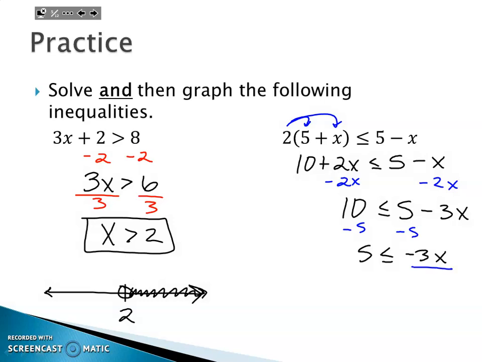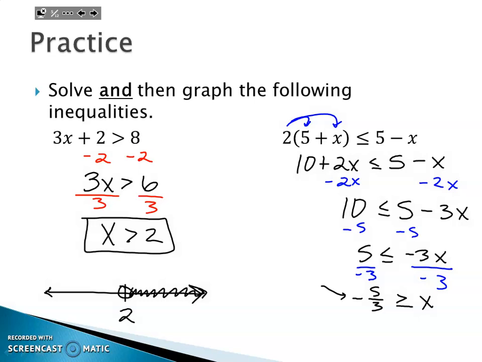Now I've got to get rid of that negative 3, so divide by negative 3 on both sides. And that gives me negative 5/3, because 5 and 3 don't reduce. And that's going to be greater than or equal to x. Now, before I graph this one, negative 5/3 greater than or equal to x.